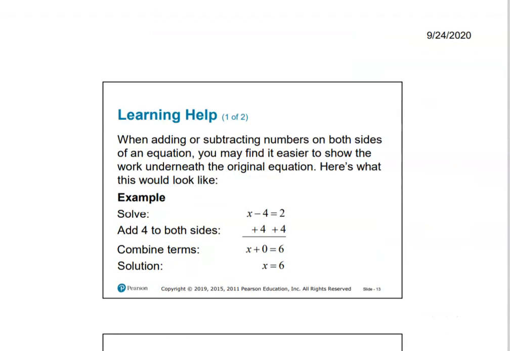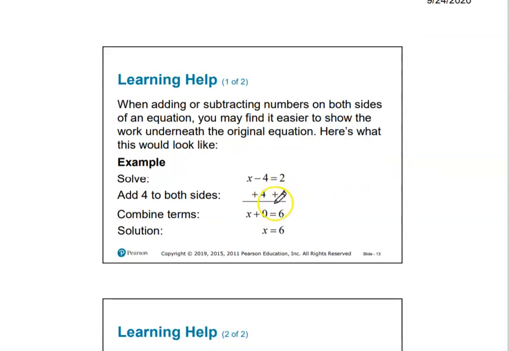When adding or subtracting numbers on both sides of the equation, you may find it easier to show the work underneath the original equation. Here's what this would look like, which is what I just did, except I just didn't write the 0 down. Okay.